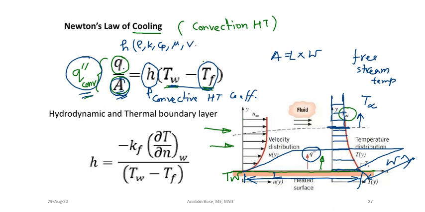It also depends on the geometry of the plate, so maybe the length. So you can see that this H is a function of many parameters. It can depend maybe on the surface roughness. So this H depends on many factors, so it is not a simple property. We cannot say, okay, this is air, so its H will be this. It depends on flow parameters, on the geometry, and on the fluid properties. So H depends on many parameters.